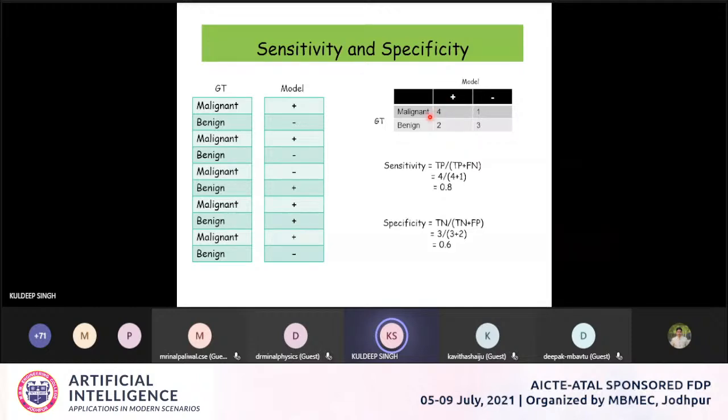What about true negative? Benign as negative? 1, 2, and 3. So 3 are there. And the rest are false negative and false positive. So based on these numbers, we can calculate sensitivity and specificity. Ideally, they should be close to 1.